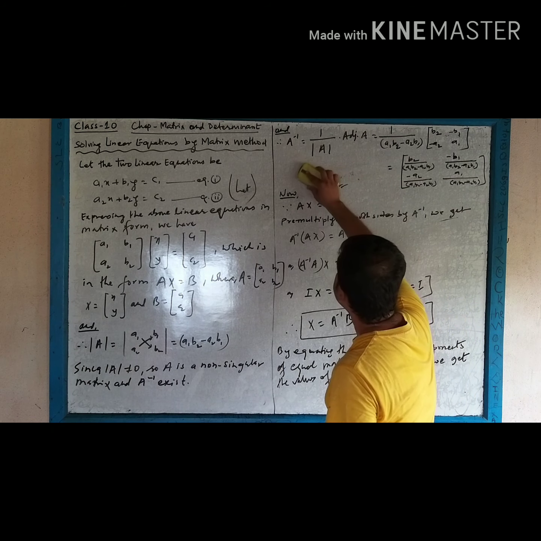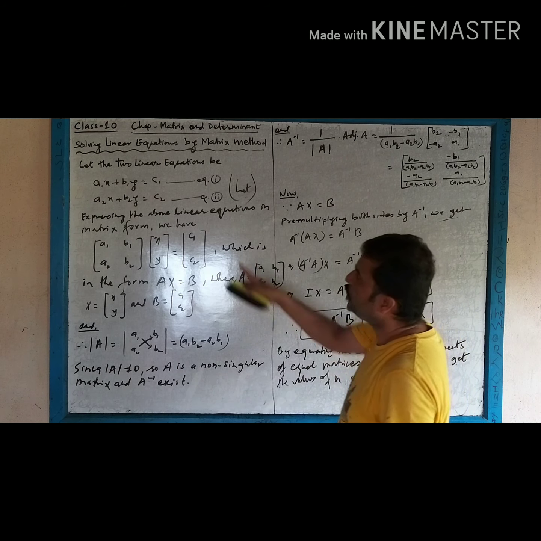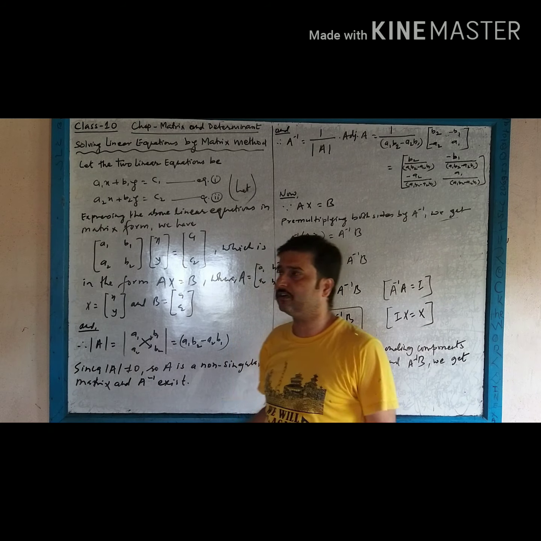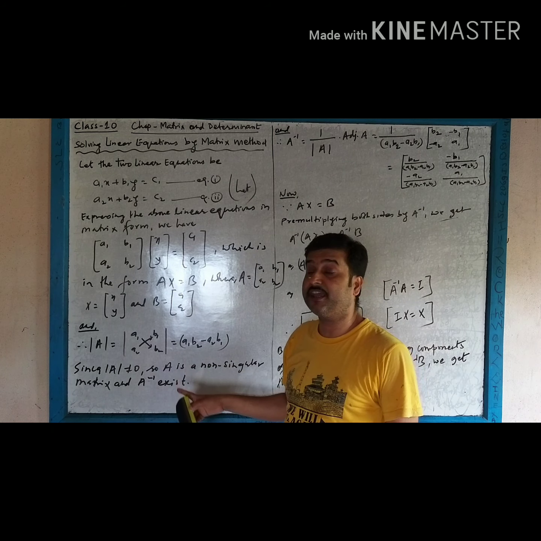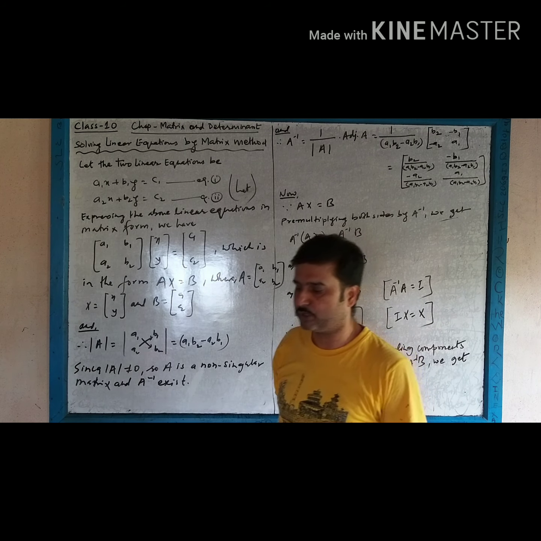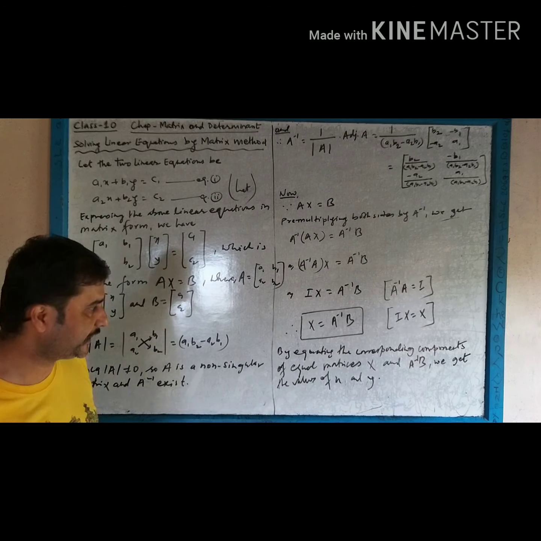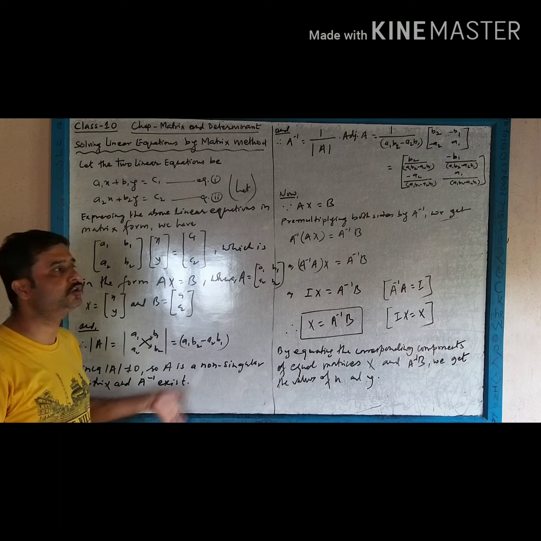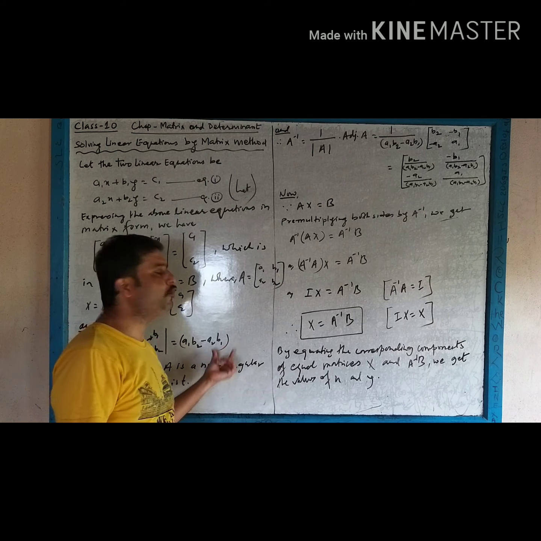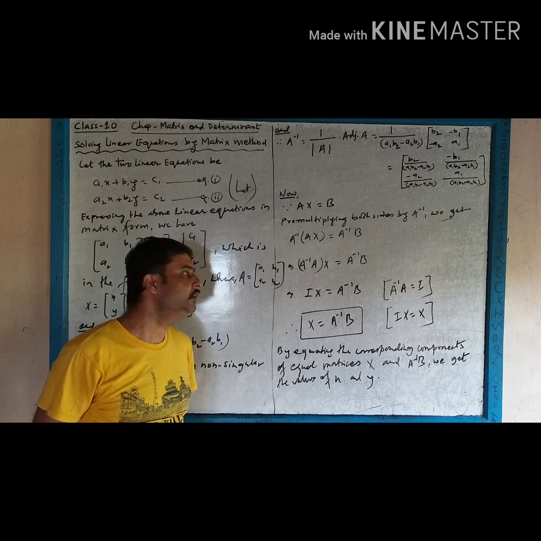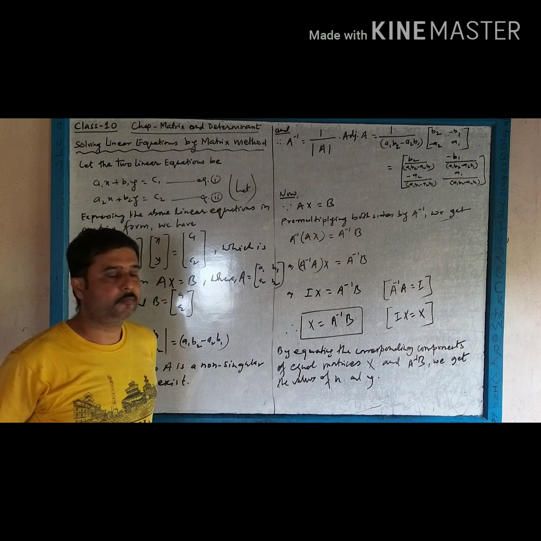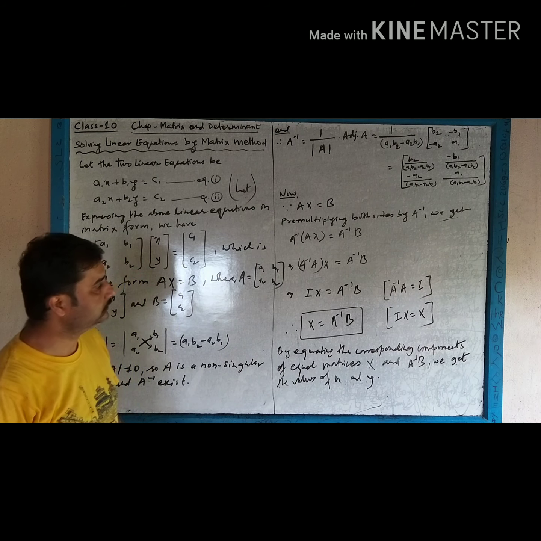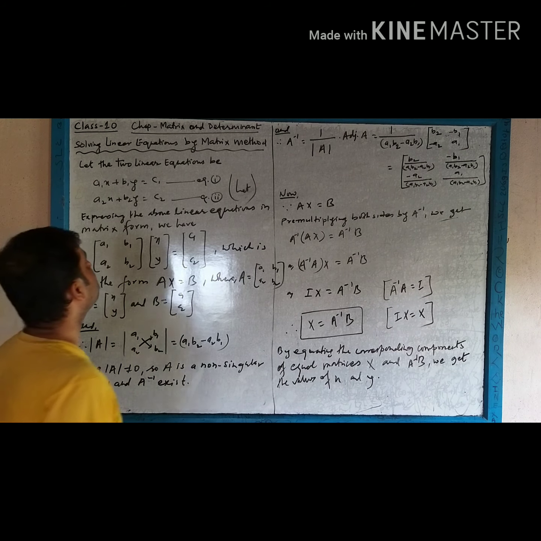So for solving simultaneous equations by the matrix method, the determinant of A must not be equal to 0. If it is not equal to 0, you will get a solution. If it equals 0, you are not going to get the solution. So let's do problems. I will take some examples and solve them.